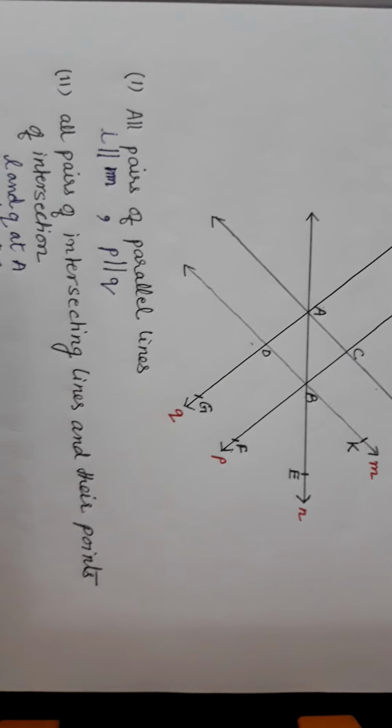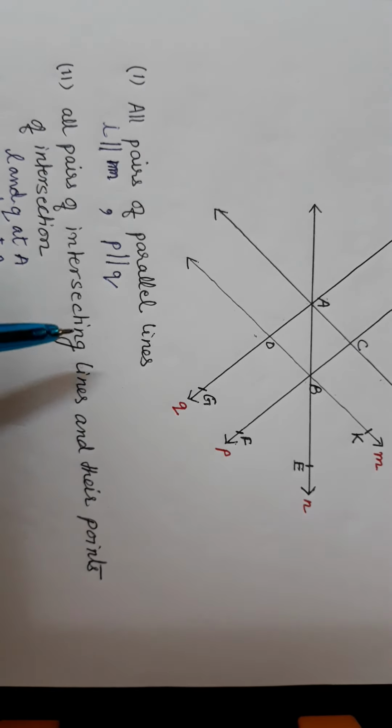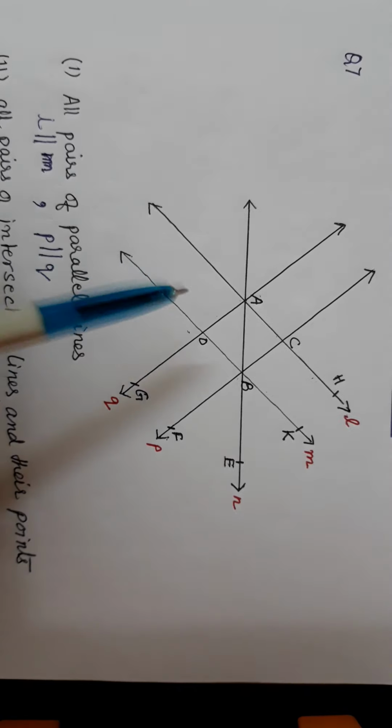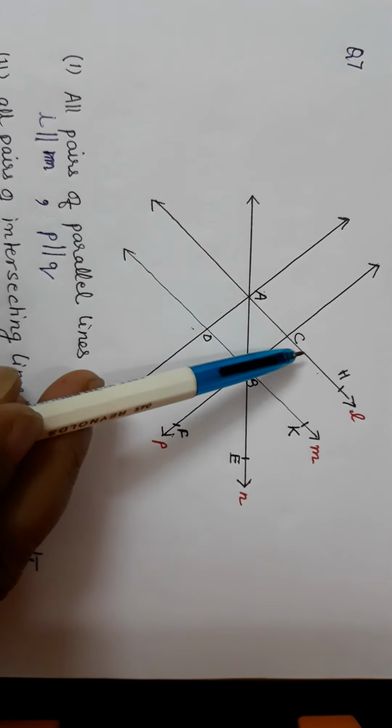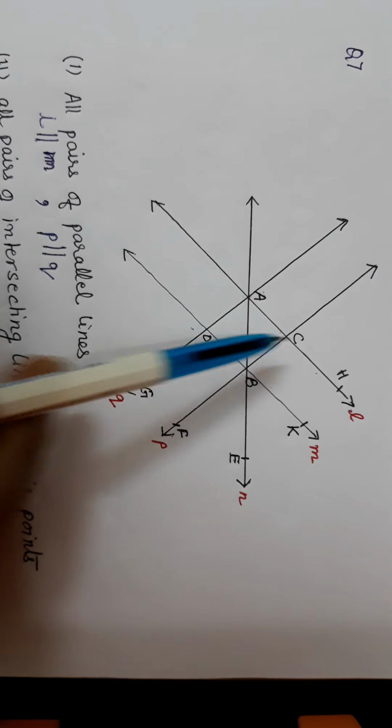Okay. Second question is, we have to write all pairs of intersecting lines and their points of intersection. We know what is an intersecting line. If two lines meet at one common point, then they are called intersecting lines, and the point at which they are intersecting each other is the point of intersection. In this figure, we can see there are 4 points which are showing the intersection points, that is point A, B, C and D.